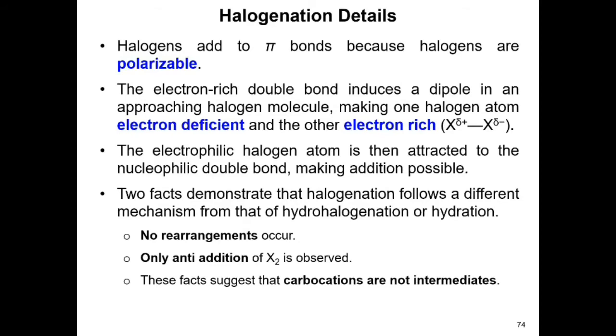And so because of this, halogenation actually follows a different reaction mechanism compared to hydrohalogenation or hydration. So here are some key differences. Carbocations are not intermediates in halogenation reactions. And so because of this, there's not going to be any carbocation rearrangement in halogenation reactions. And only anti-addition of the halogen atoms is observed.